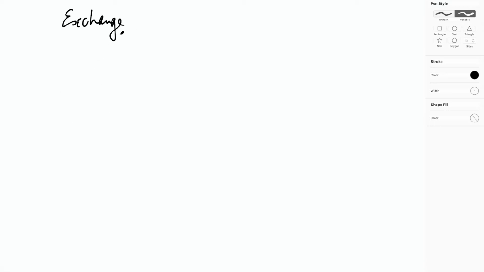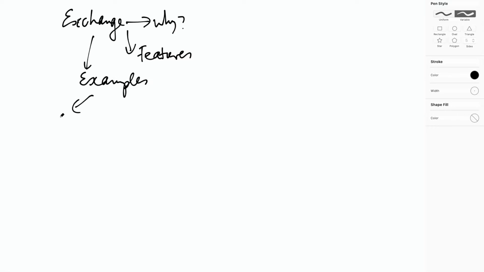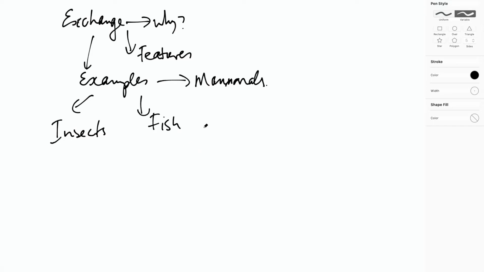So we're continuing our discussion of exchange, and we've discussed why. We've discussed the general principles, the features of the exchange systems, and then we've been looking at the examples. We've discussed gas exchange in insects. We've discussed gas exchange in fish, and now we'll talk about mammals. Okay, so off we go.